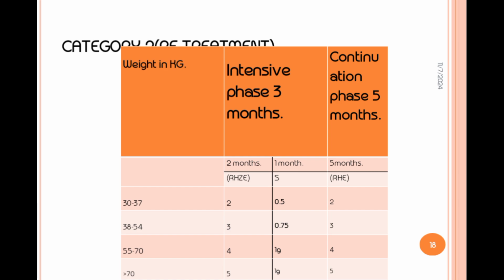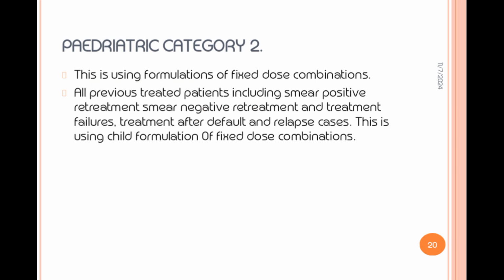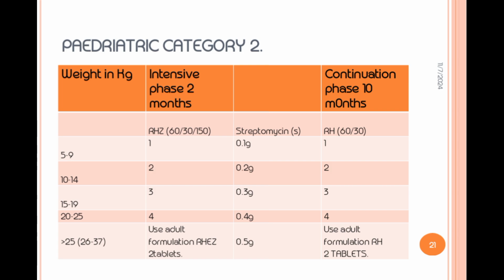Category 2 is for retreatment, for those who were treated once, then they come back and are confirmed to have tuberculosis again. Same as in pediatrics, just look at the table. We've got category 1 and category 2, with the same intensive phase and continuation phase. These are the drugs that you're supposed to consider in tuberculosis. That is category 2 for tuberculosis.